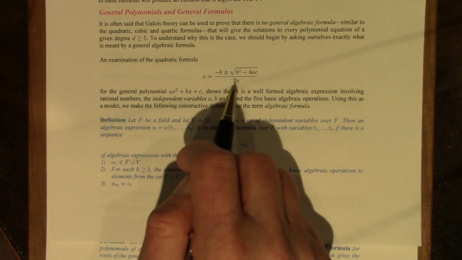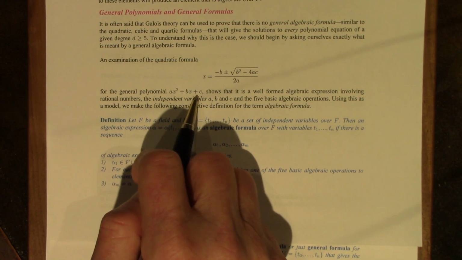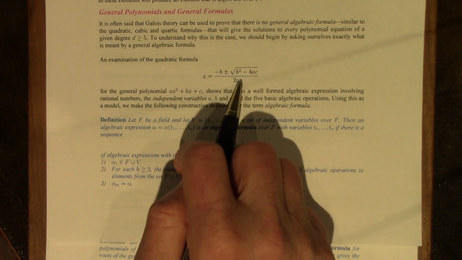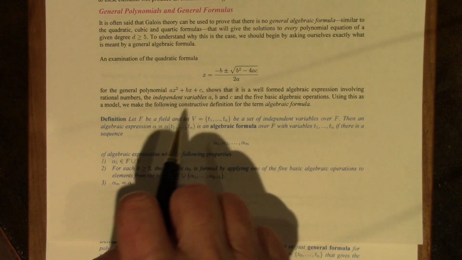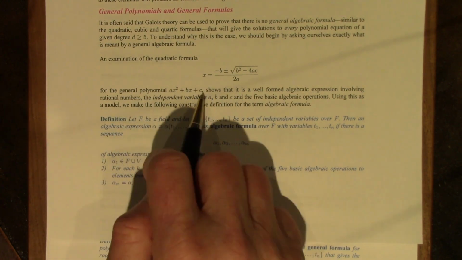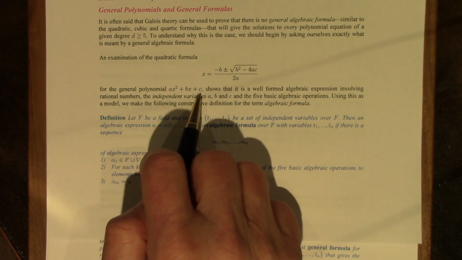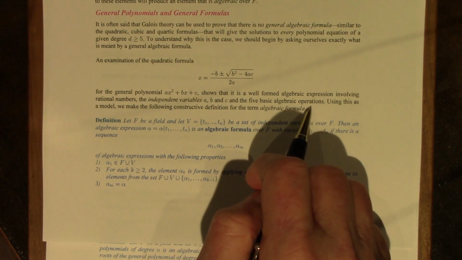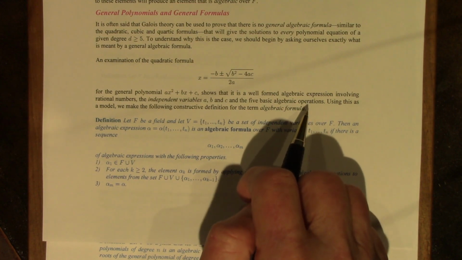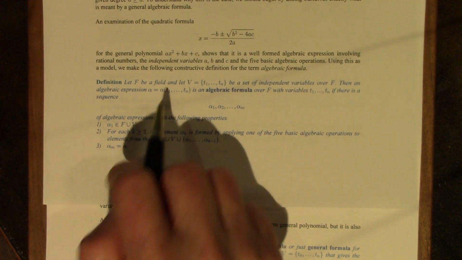An examination of the quadratic formula for the general quadratic polynomial shows that this is a well-formed algebraic expression involving rational numbers, the independent variables a, b, and c. Since this is the general quadratic, a, b, and c are thought of as independent variables, and of course the 5 basic algebraic operations. And using this as a model, we have the following definition.